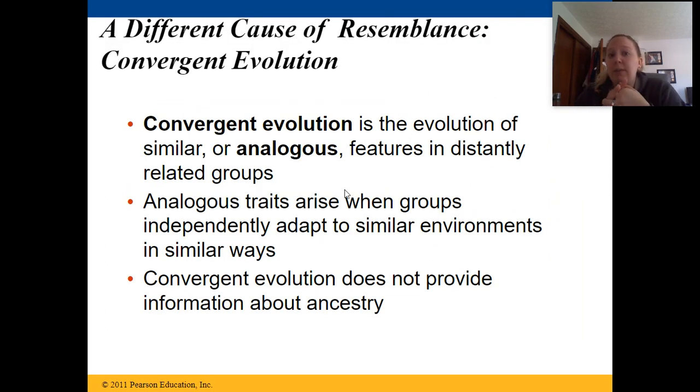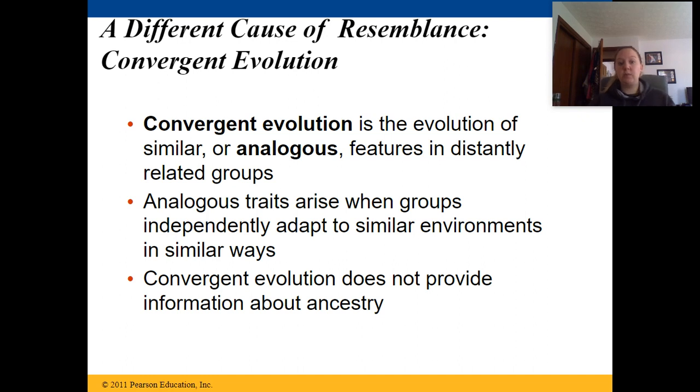A different cause of resemblance is convergent evolution. This is the evolution of similar or analogous features in distantly related groups. I always use the shark and the dolphin for this example. Sharks and dolphins have the same fin shape. Their rear fins, their dorsal fin, they're all shaped the same, but they are different anatomically. Dolphins are mammals, and they swim up and down with their back fin. Sharks, although the fin is shaped the same, swim side to side because they're fish. That's just the way the spine works.